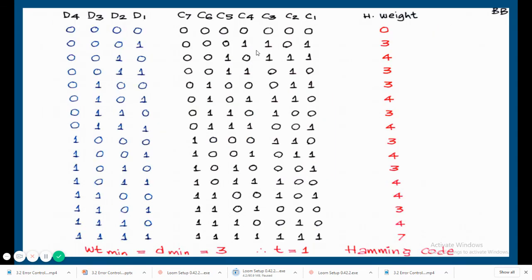16 codes are written here. How are we getting 16 messages? Because it is a 7,4 block code. For a 7,4 block code, the total number of data blocks is 2 raised to 4, that is 16. For a 6,3, 2 raised to 3, 8 messages. For 5,2, 2 raised to 2, 4 messages. So here D4, D3, D2, D1, all 16 messages are written. From these 16 messages, 16 code words are written.